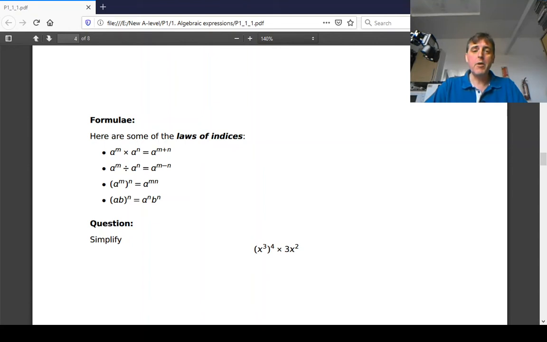So let's have a go at a question. On the screen there I've put a question, and I'm just going to ask you to have a go at it. I'm going to leave the formula, those rules up there, those laws of indices, so you can refer to them as you have a go at it. Pause the video, write down your answer, make sure that you've got an answer before you continue the video, please.